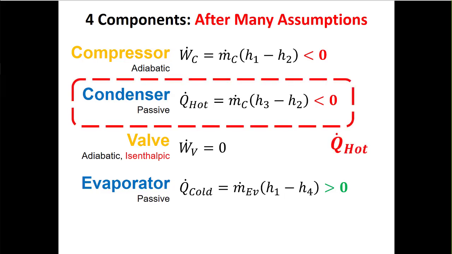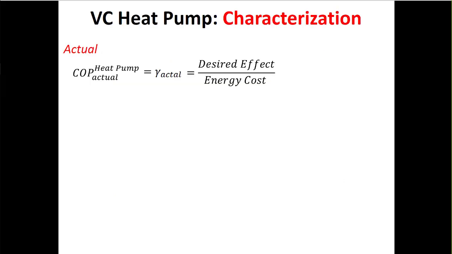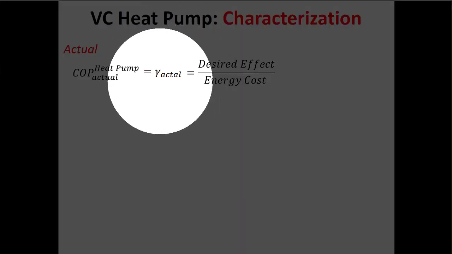But if I'm talking about a heat pump, the energy benefit, the heat transfer that I really care about, is the heat transfer on the hot side, right? Which is the heat transfer in the condenser, right? This is the heat that gets rejected from the condenser into the hot place. So now my coefficient of performance looks a little bit different. Now instead of beta, we use gamma.